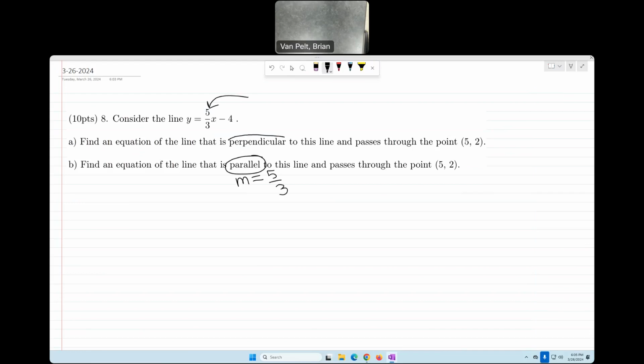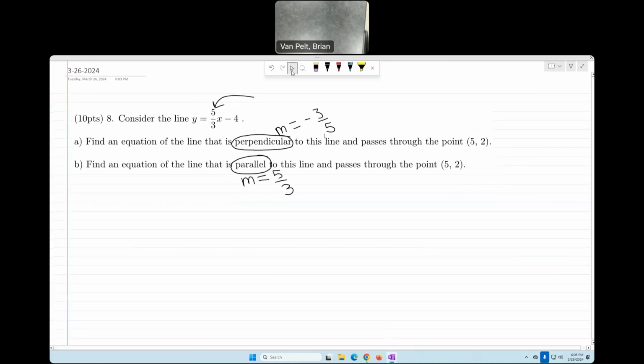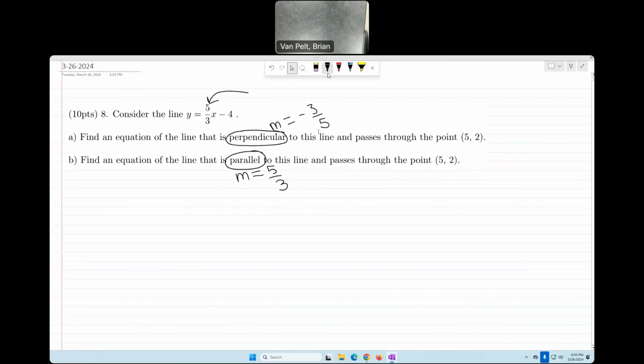Now perpendicular, what would the m be that I'll use there? -3/5. -3/5, the negative reciprocal. You can practically use them side by side with each other. I'll show you. Part A, m is going to be -3/5. Part B, m is 5/3.